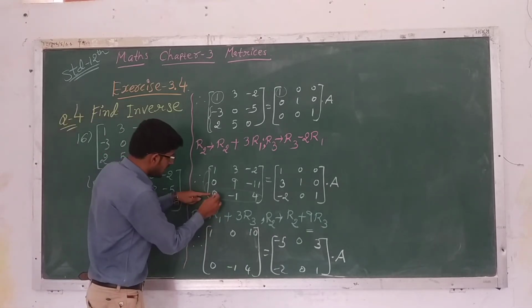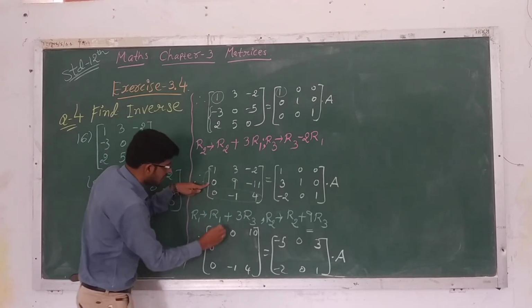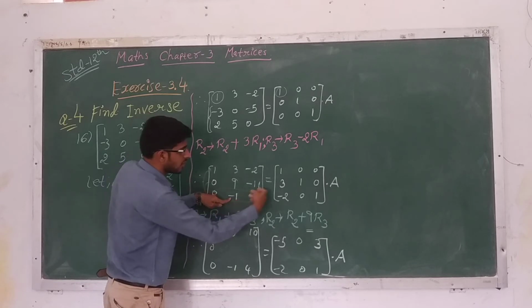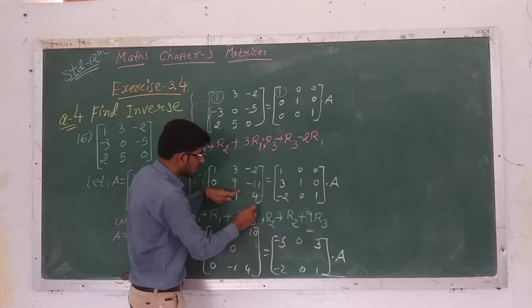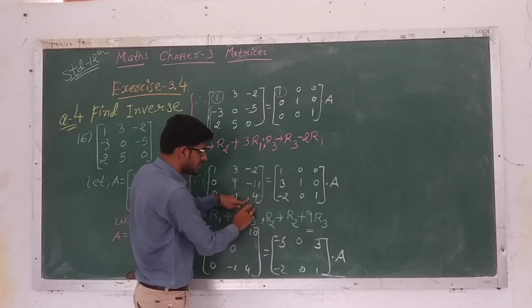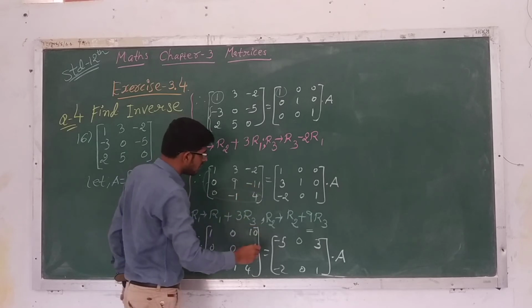So what happened? Here 0 into whatever number, the answer is 0. So 0 plus 0 is 0. Next here, minus 9, because we have to multiply by 9. So 9 ones are 9, minus 9 plus 9 is 0. Here 9 fours are 36. 36 minus 11, so 25.